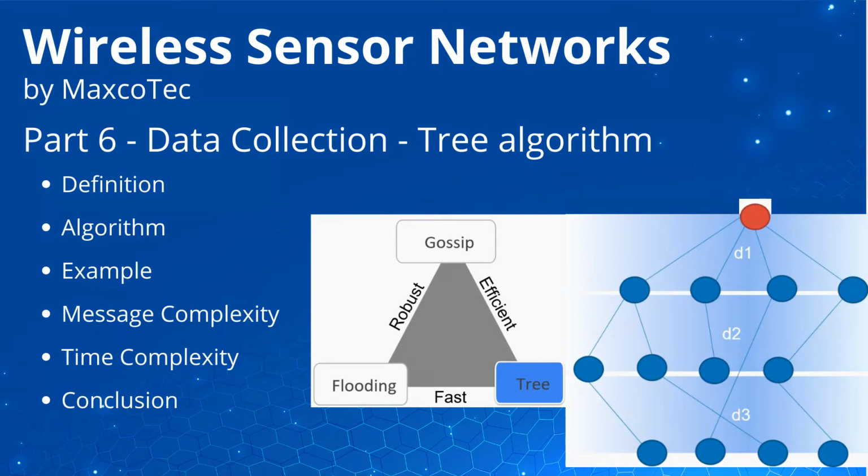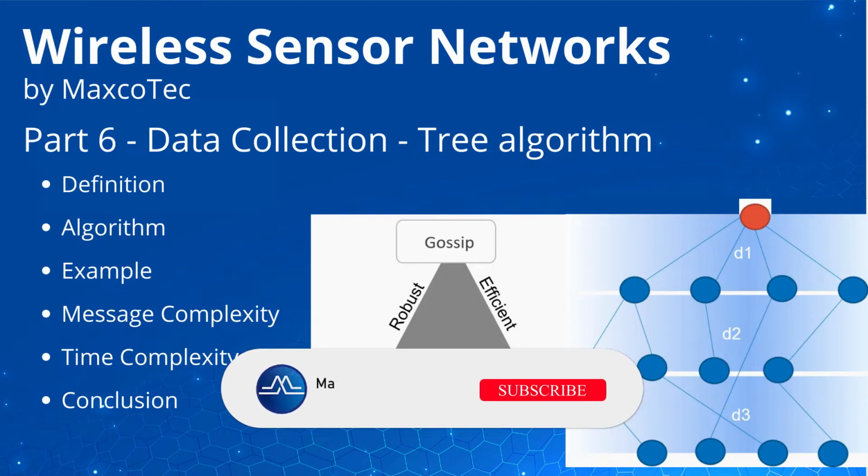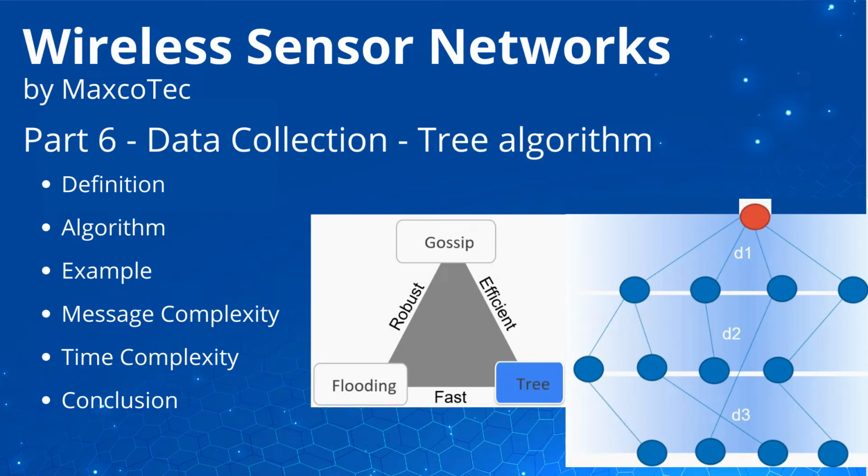This is the sixth part of the series in which we are going to look at the data collection tree-based algorithm. This covers the definition of the tree-based data collection algorithm, and also we look at how the pseudocode of this algorithm looks like. Then we will proceed with how this algorithm works in a real-world example, and then we are going to study the properties like message complexity and time complexity, and in the end, we are going to conclude by looking at the advantages and the disadvantages of this algorithm.